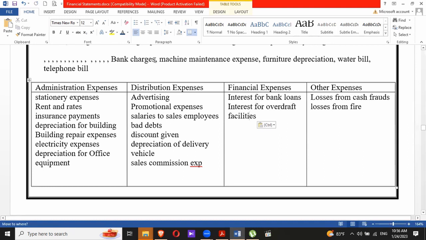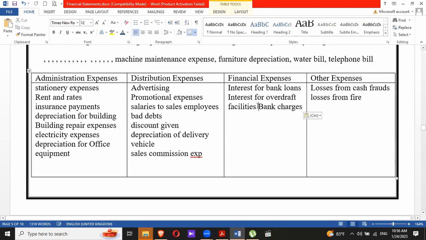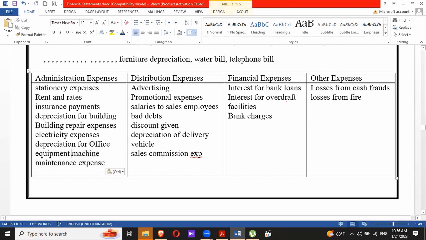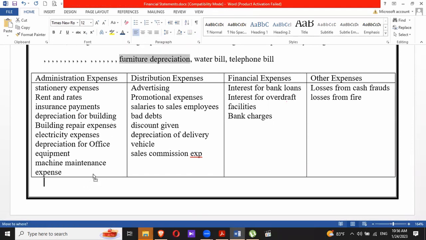Bank charges come under financial. I told you how to identify the financial expenses easily. The method is all the expenses which are related to bank loan and bank current account, we call them financial expenses, right? Machine maintenance expenses. The expenses which are related to all the other non-current assets, I mean building, machine, office equipment, all come under administration. Furniture, all the expenses come under administration.